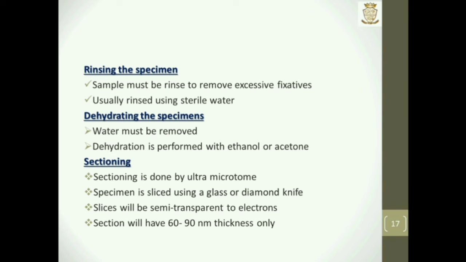Another step is rinsing the specimen. The sample must be rinsed to remove excess fixatives, usually using sterile water. Next step is dehydrating the specimen. Water must be removed. Dehydration is performed with ethanol or acetone. Another step is sectioning. Sectioning is done by ultramicrotome. The specimen is sliced using a glass or diamond knife. Slices will be semi-transparent to electrons. Sections will have only 60 to 90 nanometer thickness.